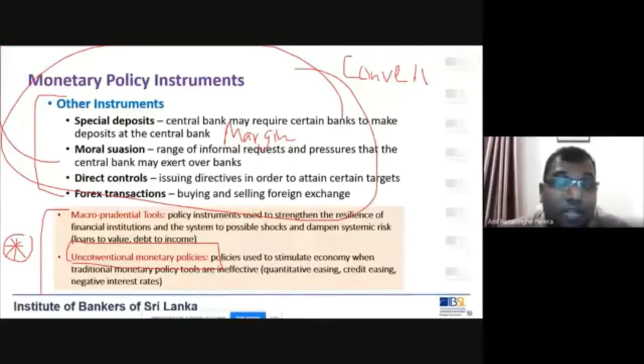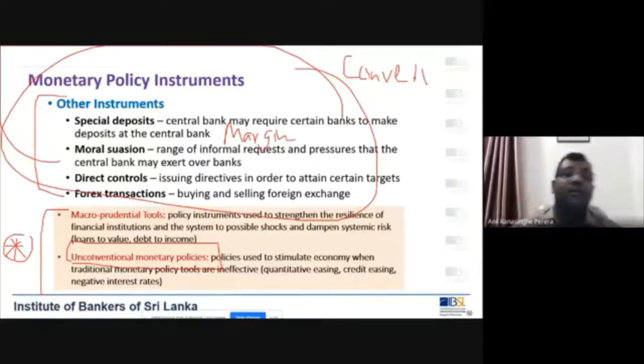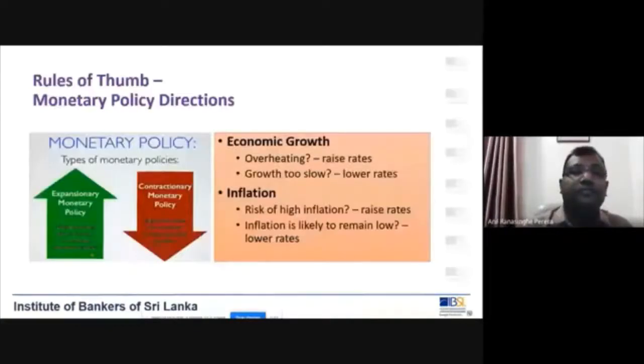Negative interest rate is also an unconventional measure, which means a bank might say, okay, we will accept your deposit, but we will not pay any interest. You have to pay interest to the bank. So for keeping money, the customer has to pay. So all these are considered unconventional monetary policies, and they are used in extraordinary periods where traditional monetary policy tools are not effective.